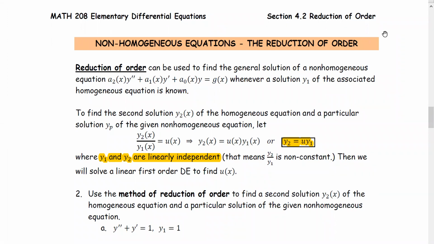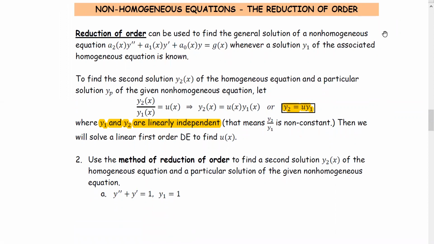Recall y1 and y2 are linearly independent. That means y1 over y2 or y2 over y1 is not a constant term. So we let y2 be u times y1, the known solution of the homogeneous equation.